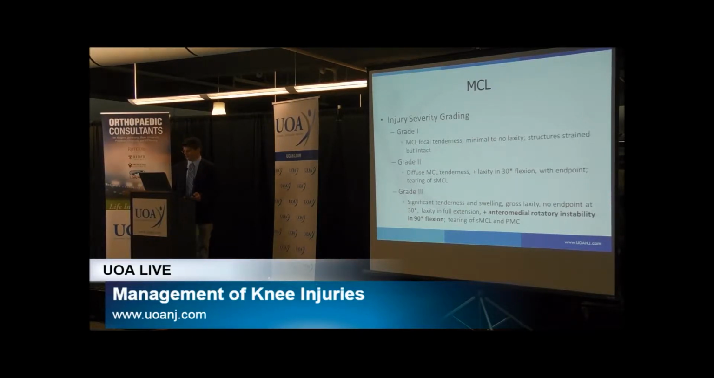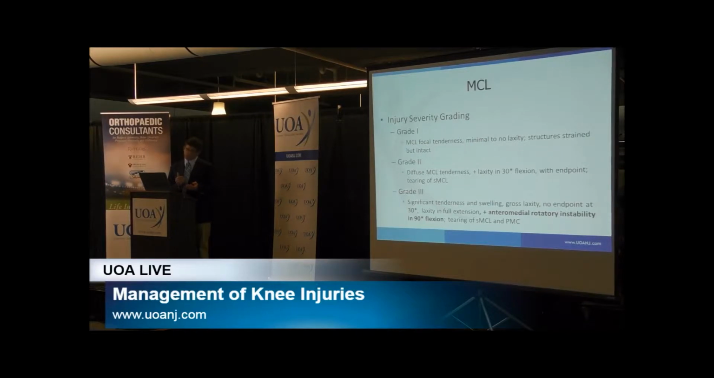But the grade 3s are the ones we worry about more because these may need surgery. There's significant tenderness and swelling. There's gross laxity. So you put them in 30 degrees of flexion, you do your valgus stress, and the knee sort of just keeps on going. There's no end point, and oftentimes they will have some laxity in extension. Something else you can start doing is checking on your drawer tests, anterior and posterior drawers. Do they have a rotatory instability? What we mean by that is if you do your anterior drawer, you can do that also with internal and external rotation to check the corners.